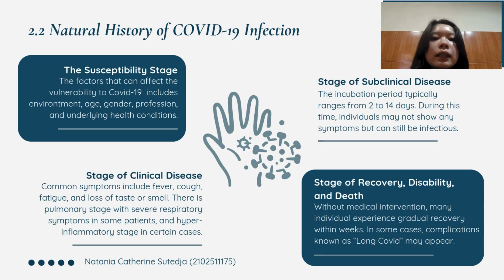SARS-CoV-2 primarily spreads through respiratory droplets during close contact between individuals. Asymptomatic and pre-symptomatic carriers can transmit the virus, complicating efforts to control outbreaks. The incubation period for COVID-19 typically ranges from 2 to 14 days, with a median of about 5 to 6 days.